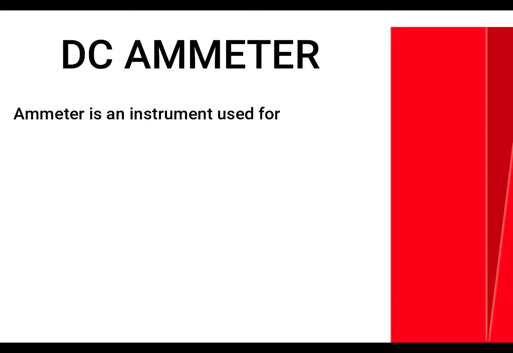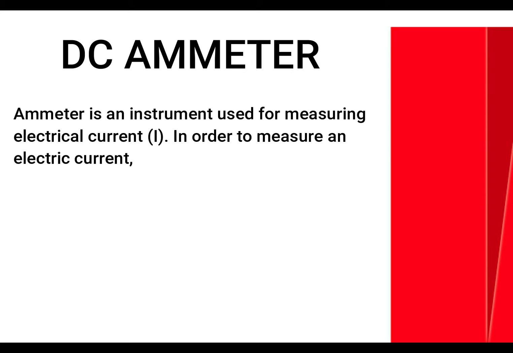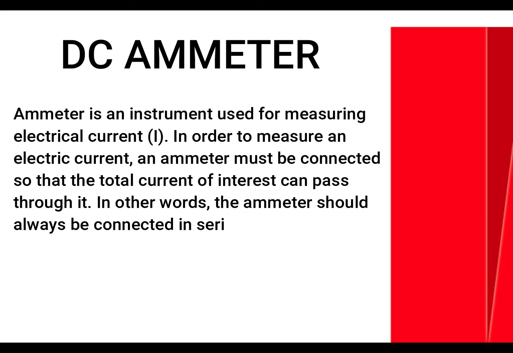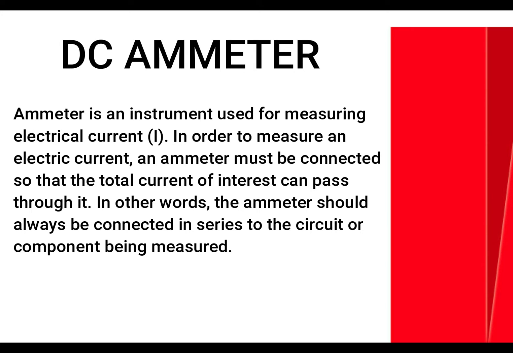DC ammeter. Ammeter is an instrument used for measuring electrical current. In order to measure an electric current, an ammeter must be connected so that the total current of interest can pass through it. In other words, the ammeter should always be connected in series to the circuit or component being measured.